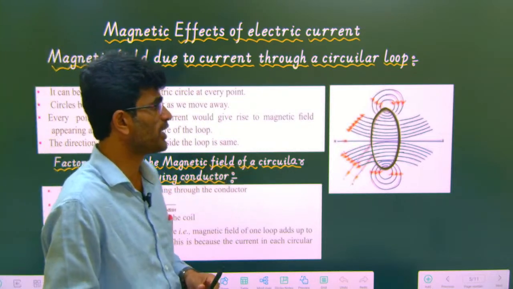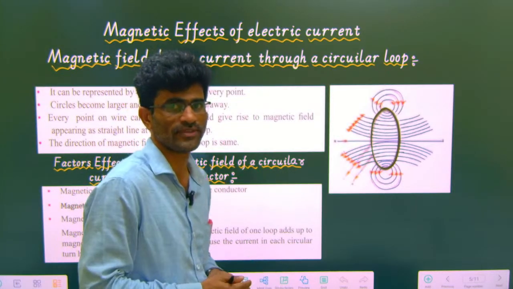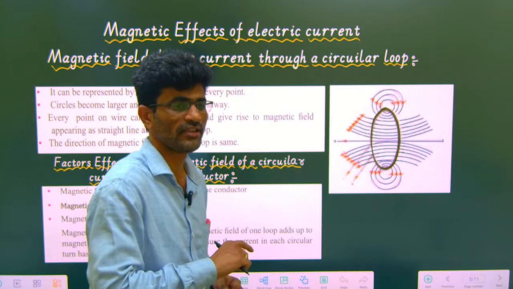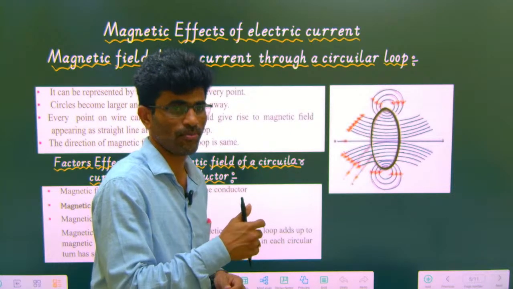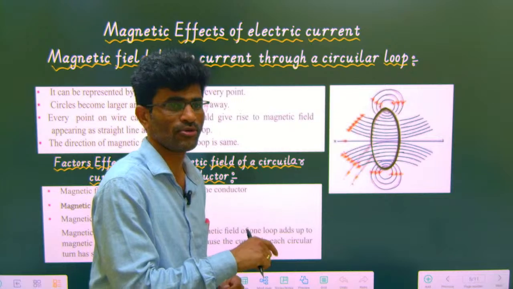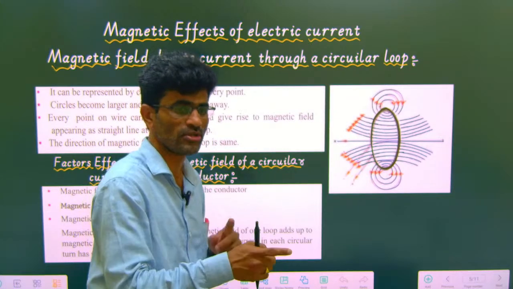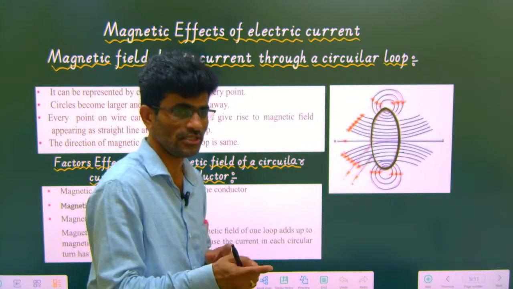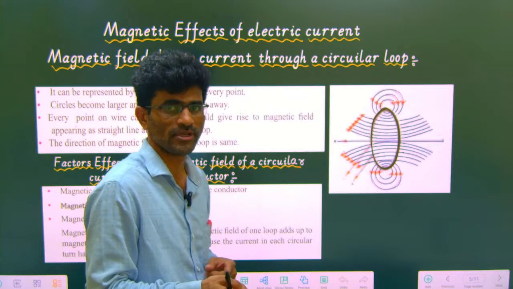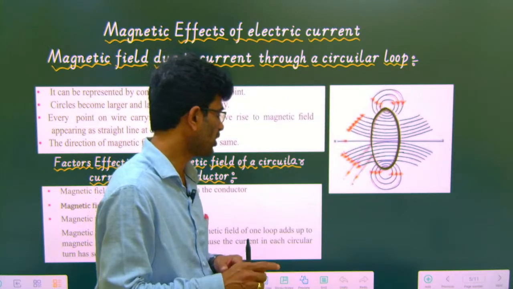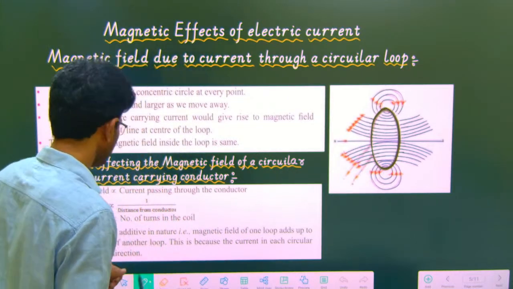And here one more advantage, when you reverse the direction of the current, then the poles of the magnetic field produced by the conductor are also reversed. Means what? Poles will interchange. If you interchange negative and positive terminals, south pole and north pole will also be interchanged here.